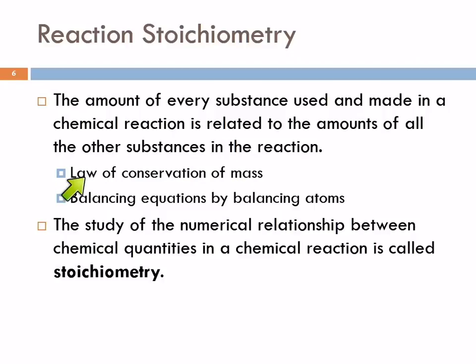We've talked about the law of conservation of mass. You don't create or destroy matter in a chemical reaction. We talked about balancing equations by balancing the atoms, because those atoms, those building blocks, are not created or destroyed, they just get rearranged. So by looking at the mole ratios of octane and CO2, we can also get information about the masses. What if I burned 100 grams of octane? How many grams of CO2 would be produced? We can figure that out from the chemical equation. And this study of the numerical relationships is called stoichiometry.